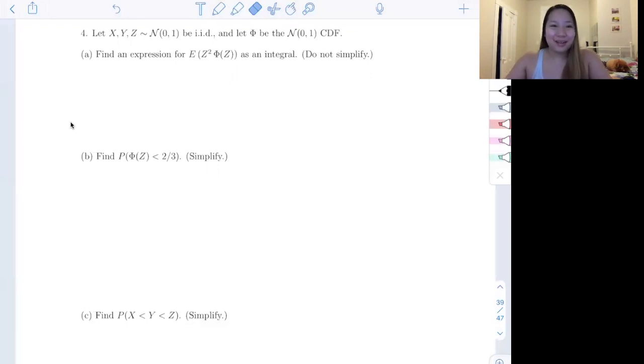This is a normal distribution question. And let's get started. So the first part asks you to find the expression for this expectation as an integral, do not simplify. So we're probably going to be using some sort of definition of an expectation because it's an integral and this is a continuous distribution. So we see that this like z squared phi z thing, we're looking for that expectation.